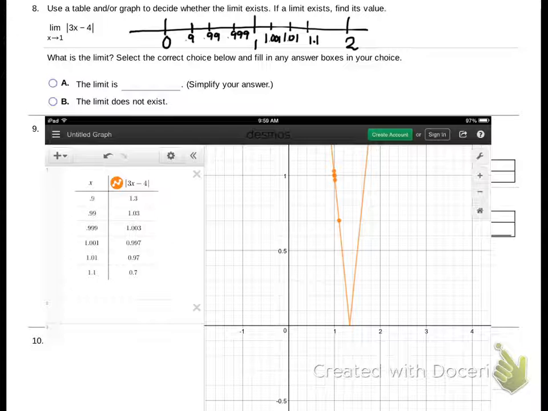It doesn't ask us to record our values here, so that's nice. Remember, the limit as x approaches 1, 1 would be right here. So look at the y values. As they get closer here, we're getting closer to 1. As we go up, or from the right, still getting closer to 1. So my answer, there is a limit, and my answer is 1.